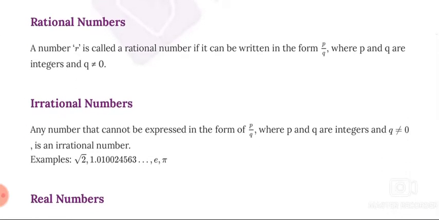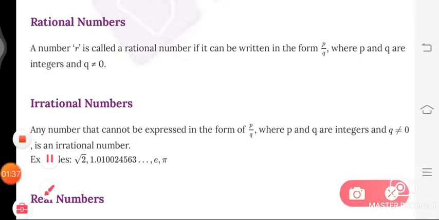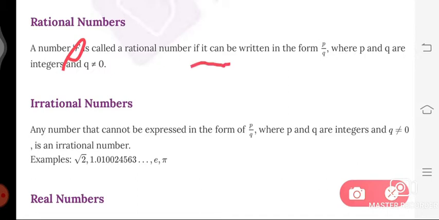So now we come to rational numbers. What are rational numbers? Rational numbers are denoted by R. If a number can be written in the form of p by q, where p and q are integers and q is not equal to 0, then it will be a rational number.